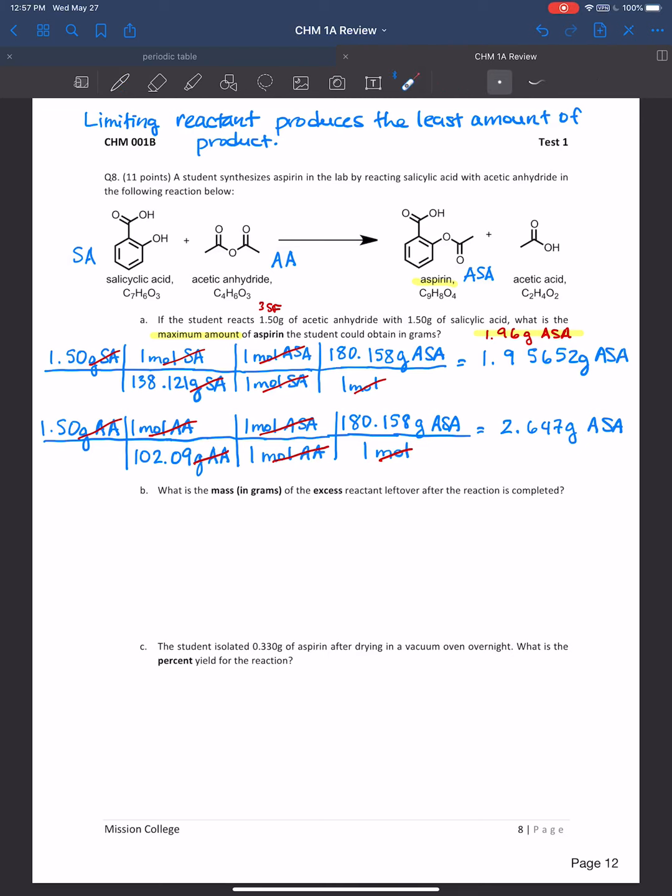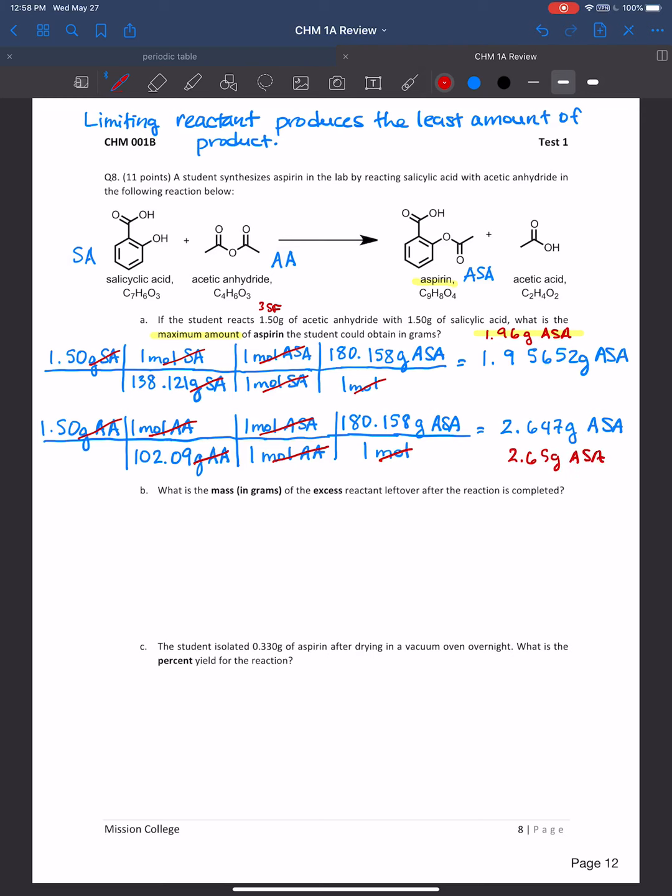And now we're comparing that 1.95652 grams to the 2.647 grams. And once again, we would report that final answer if we had to report it to 3 sig fig. So let's just do that real quick.